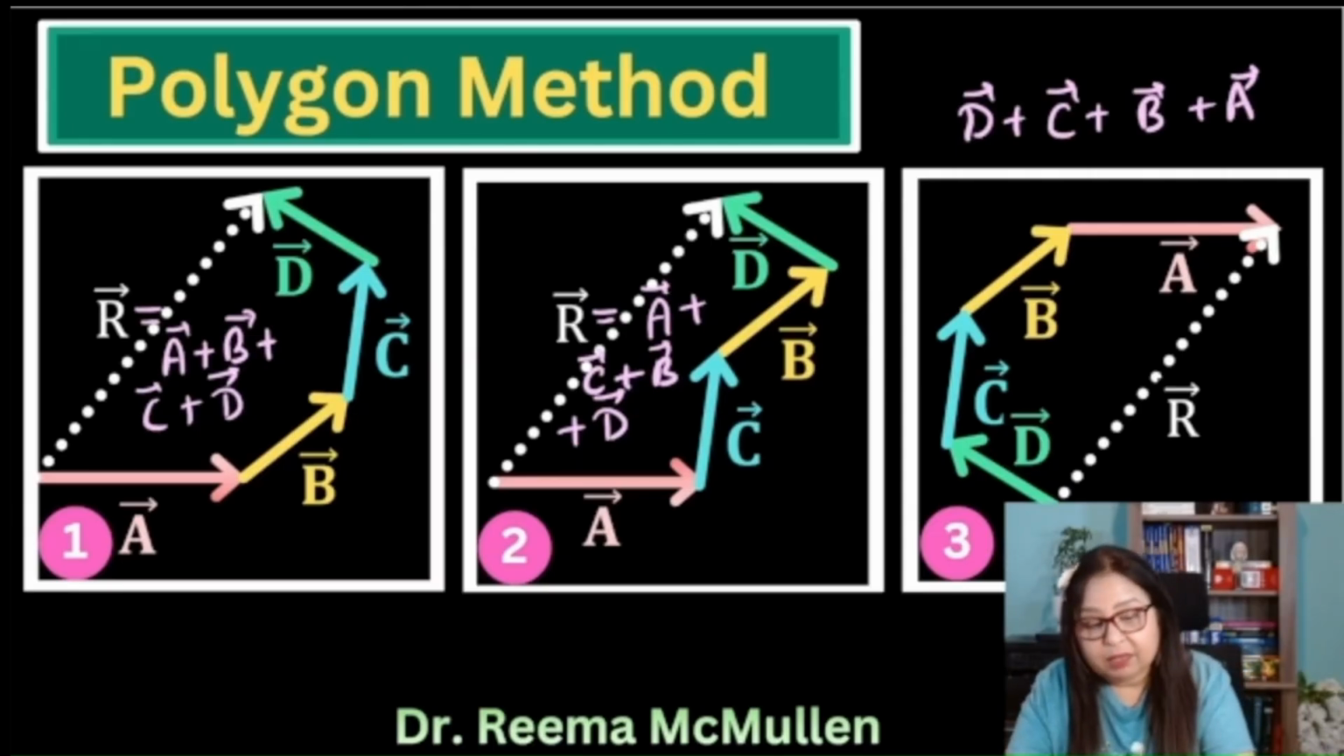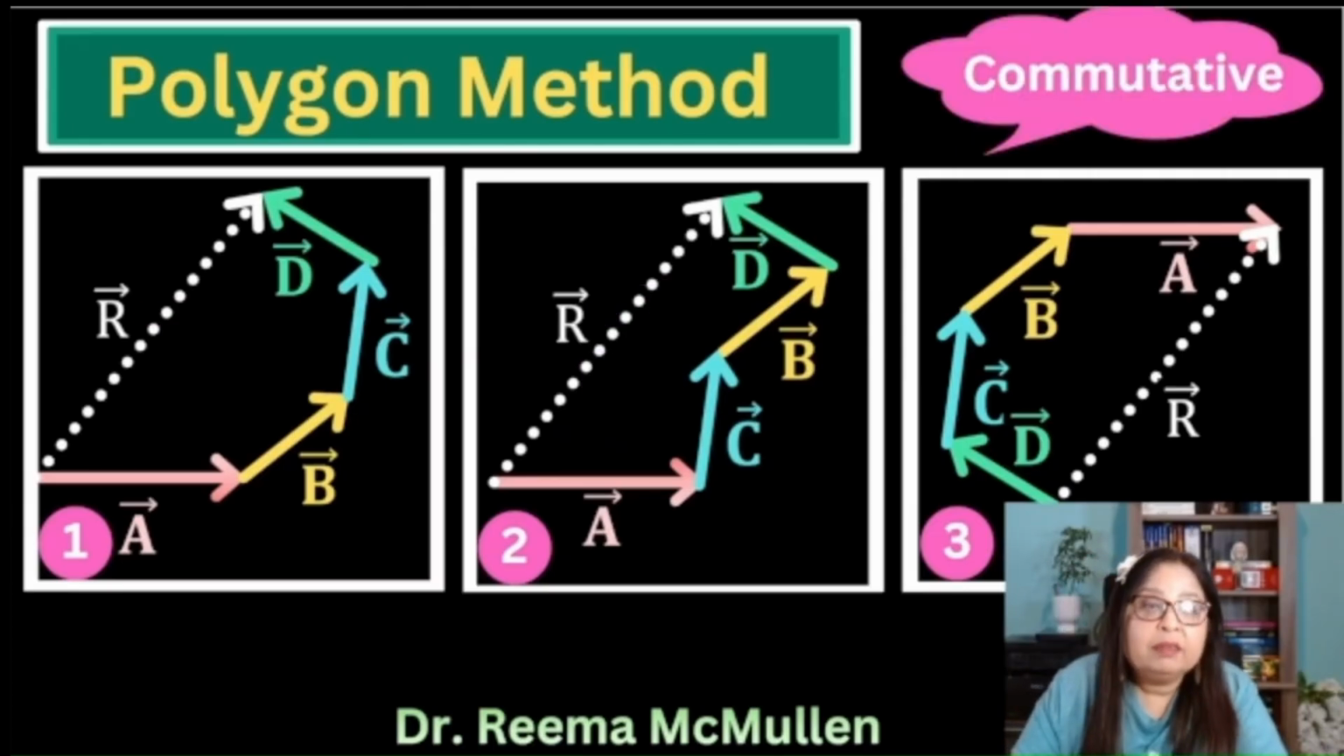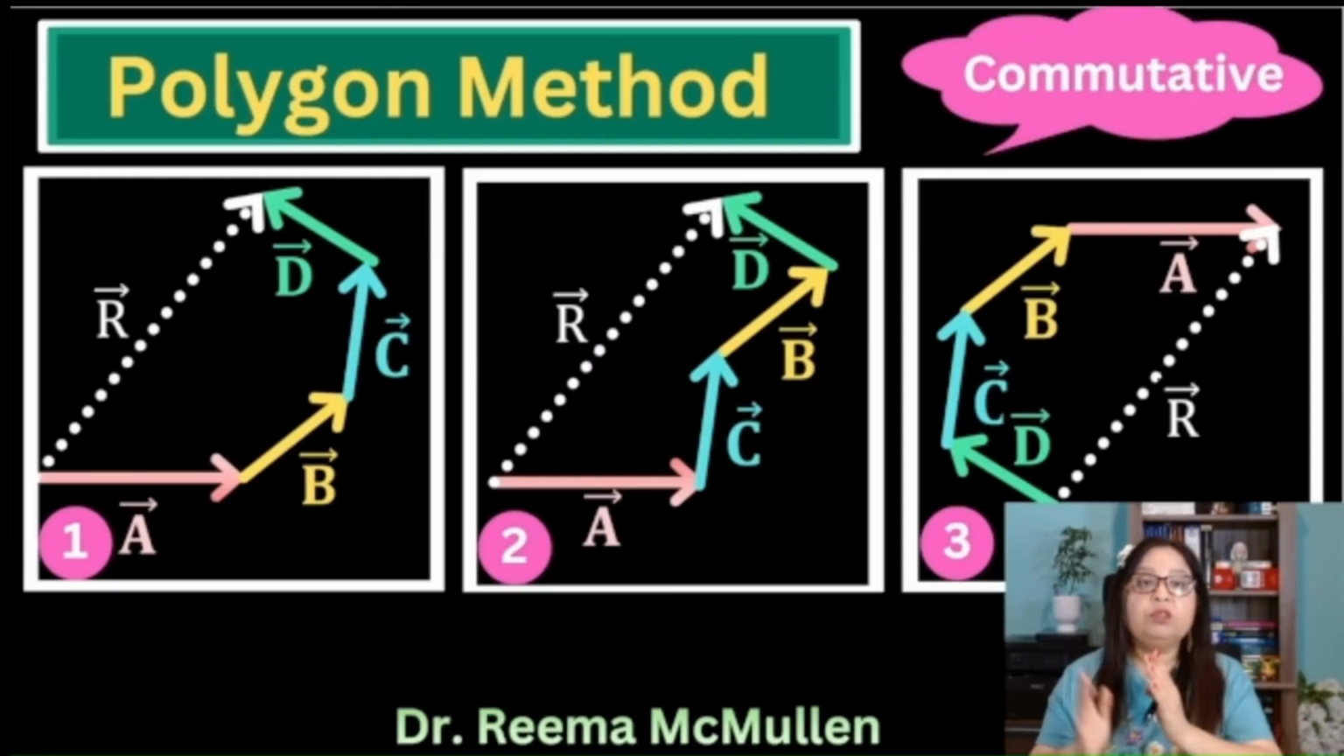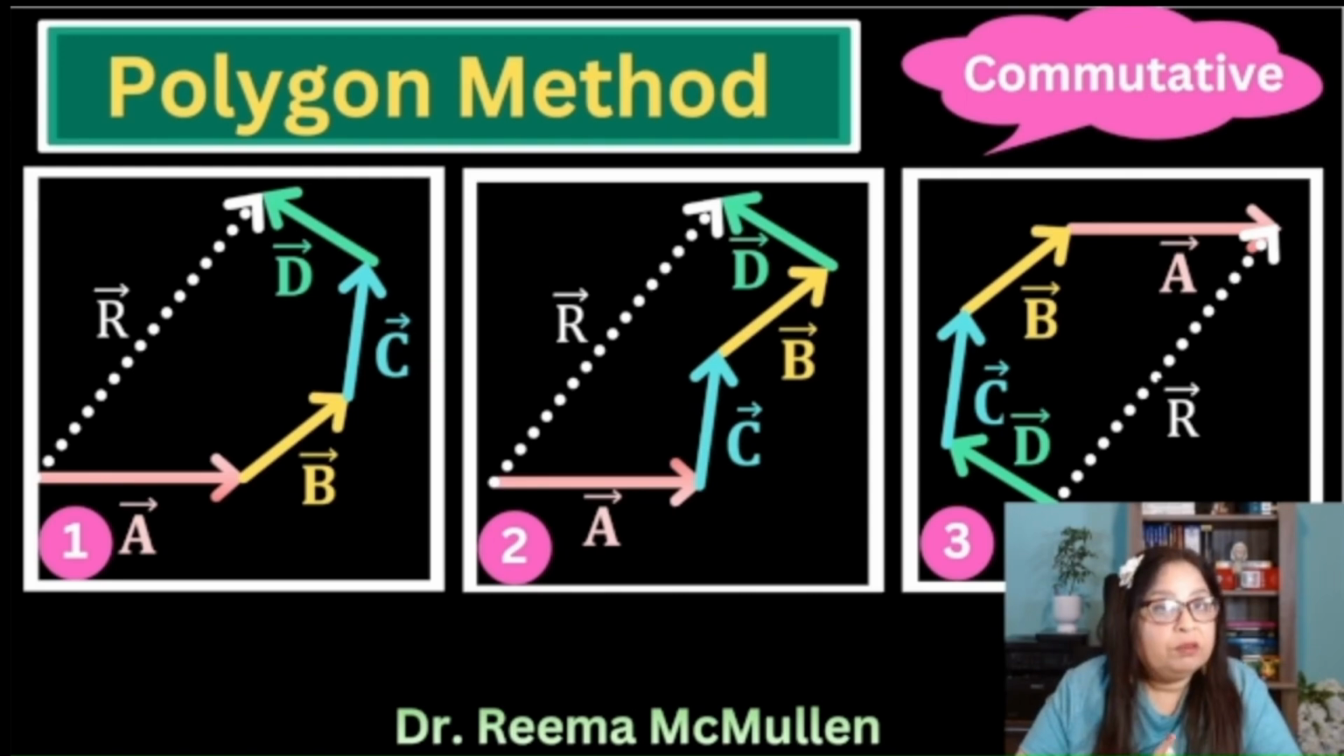What is this property called? This property is called the commutative property of vector addition. You can change the order of the vectors and the resultant is going to remain the same. This property is called the commutative property of vector addition.